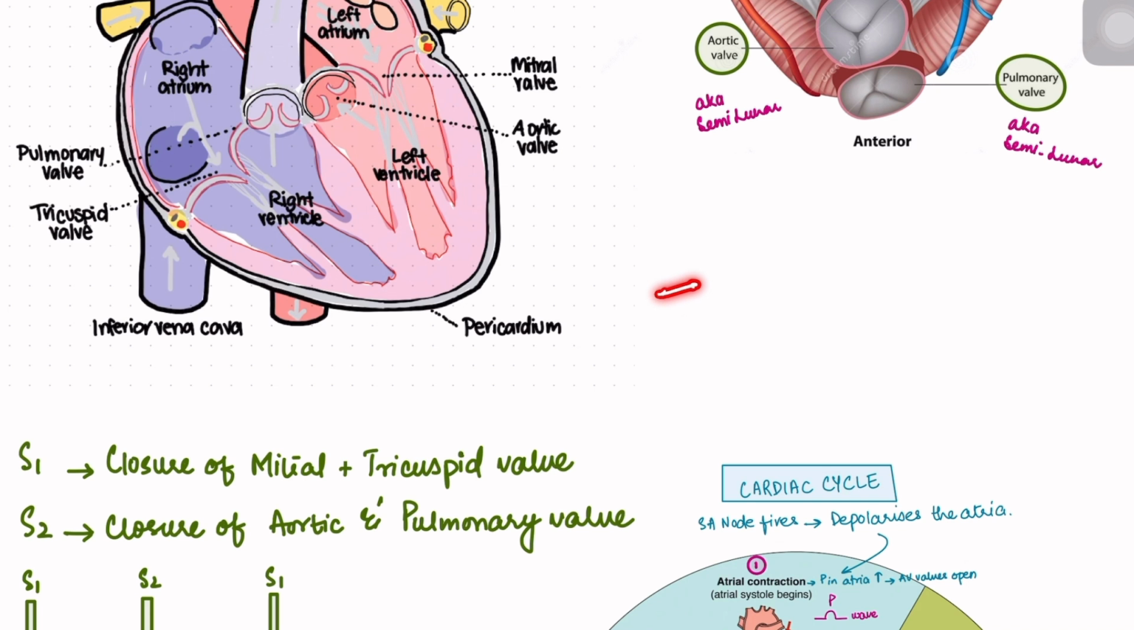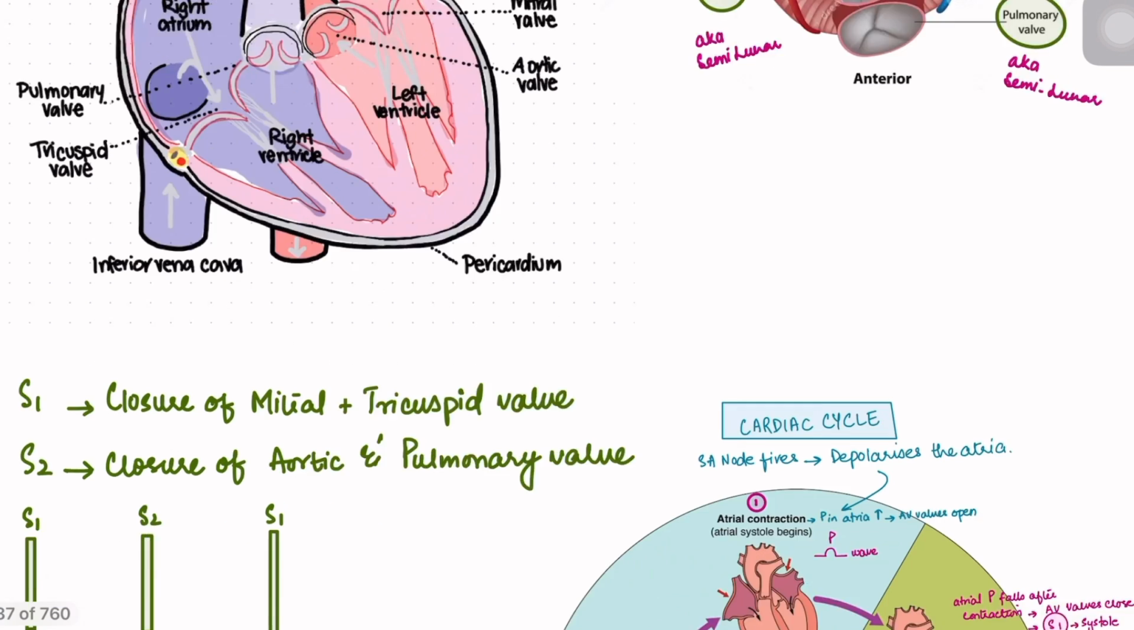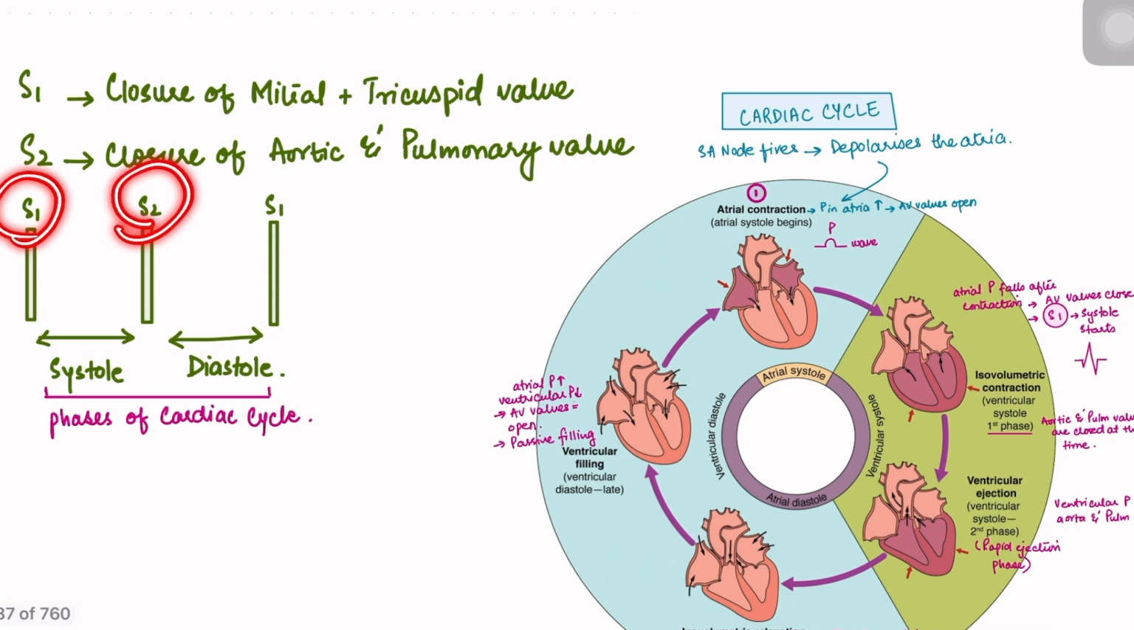And between these two sounds, there's going to be systole and diastole. So between S1 and S2, when the mitral valve and tricuspid valve close, and then when the aortic and pulmonary valve close, between these two, there's going to be the systolic phase.